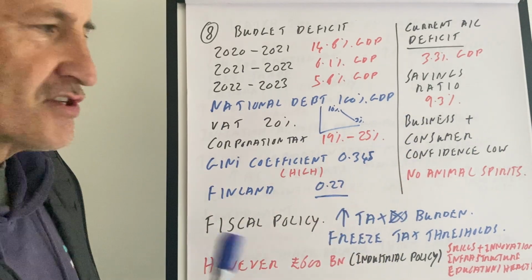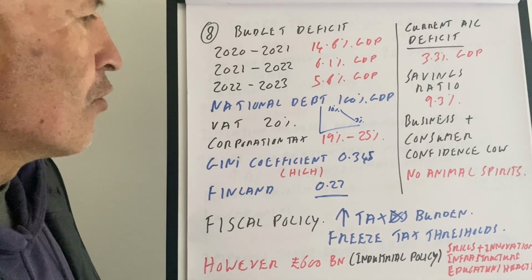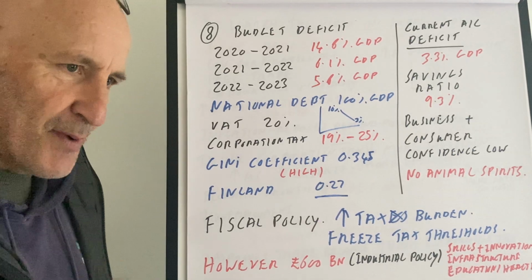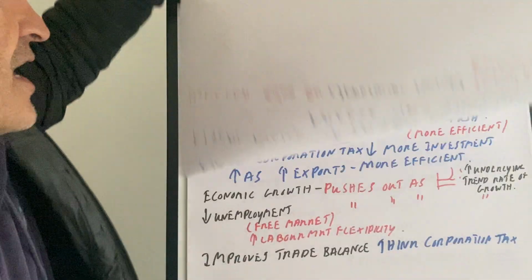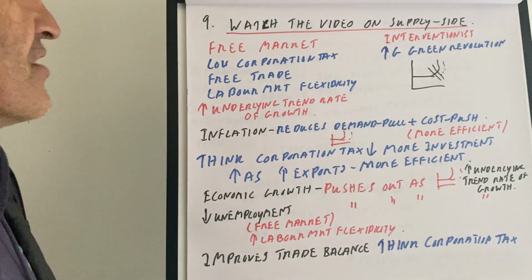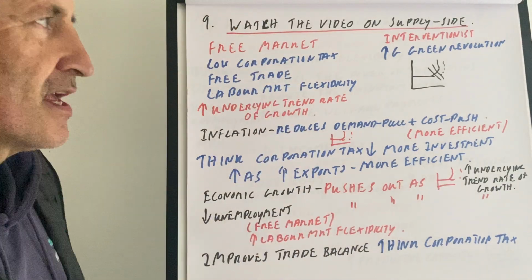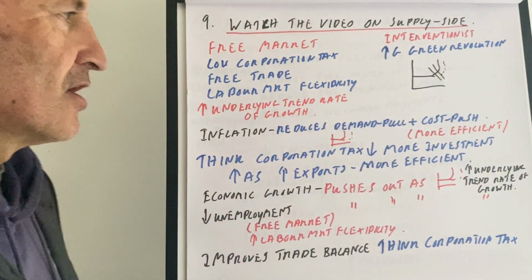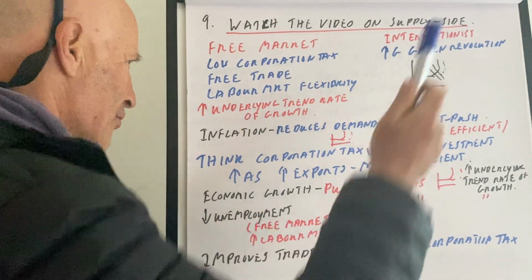Business and consumer confidence is at an all-time low, so therefore there's no animal spirits within the UK economy. Remember what animal spirits is? Animal spirits is when people feel confident, so therefore there's going to be more investment. Okay, so watch the video on supply side economics. We have free market economics and interventionist economics, which is a bit like with the industrial policy. So we all know the diagram, label it all up obviously.